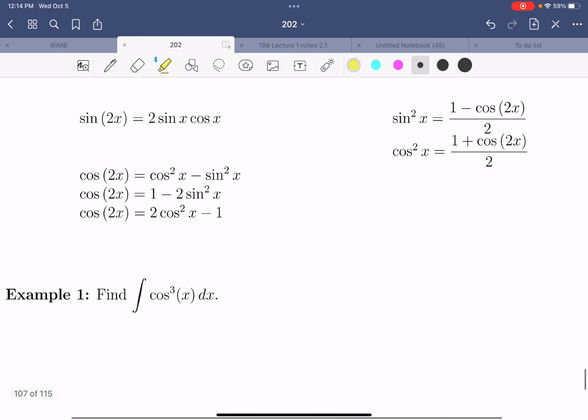Then you also have double angle formulas. So for sine 2x, we get 2 sine x cosine x. And for cosine 2x, we have 3 different versions because cosine 2x is cosine squared minus sine squared. And if you sub in from above, from your cosine squared plus sine squared equals 1, then you can get those other 2 versions. If you take those bottom 2 and solve them for sine squared and cosine squared, you get the ones that are over here. So these are all the potential trig identities that we're going to need.